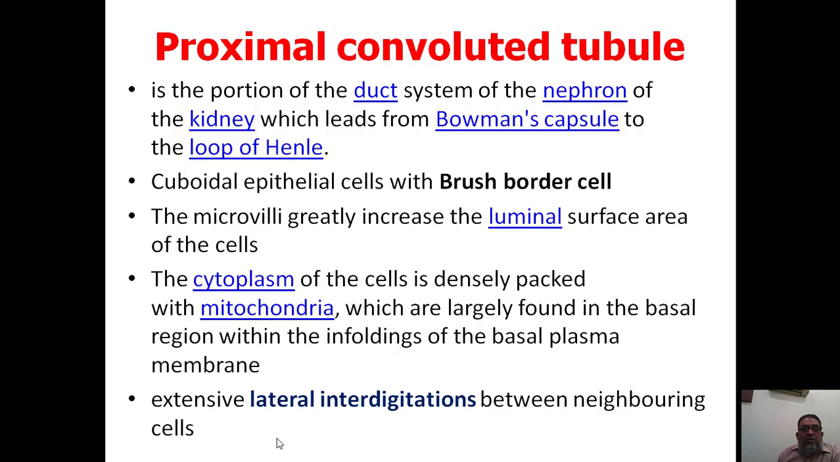All these are cells concerned with ion transportation. They are very, very rich in mitochondria for energy provision of the cell, hence they stain with eosinophilic dyes. Cuboidal epithelium, the lumen has the brush border, more microvilli because of the increased surface area. Lateral interdigitation, again increasing surface area, between the neighboring cells. Mitochondria are forming.